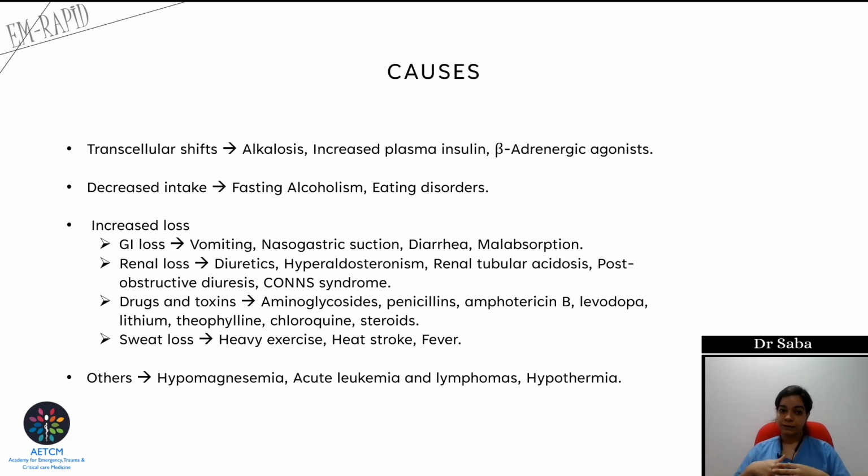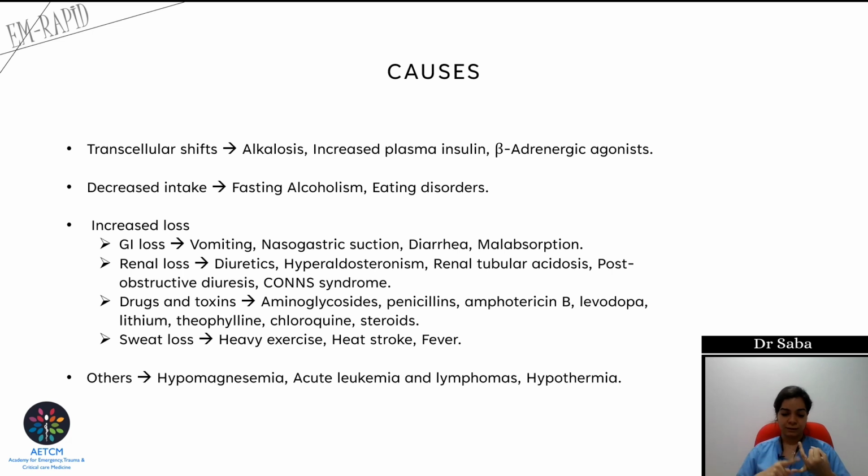When we talk about decreased intake, like food intake, fasting, alcoholism, and eating disorders could be examples of it. Alcoholics anyway are malnourished because they are too dependent on alcohol, and they don't have proper nutrition, because of which even the potassium levels in their body go down because of decreased food intake. And we talk about the increased losses. Loss can be due to anything.